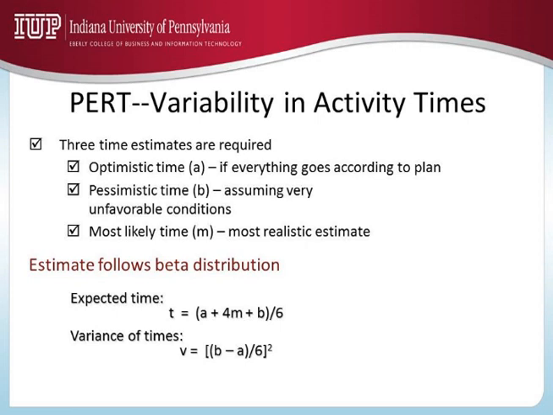Now let us look at the 3 time estimates that are used in PERT, and they follow the beta distribution. Let me explain. The one that you would use in the middle is what we call the most likely time estimate. This is the realistic estimate. If everything goes as per normal circumstances, then this is the time it would take. Optimistic time is the least amount of time that it would take.